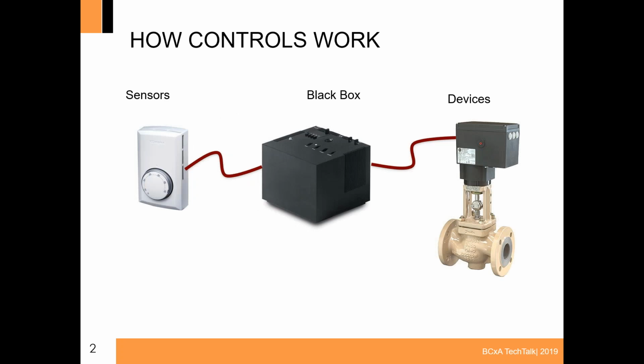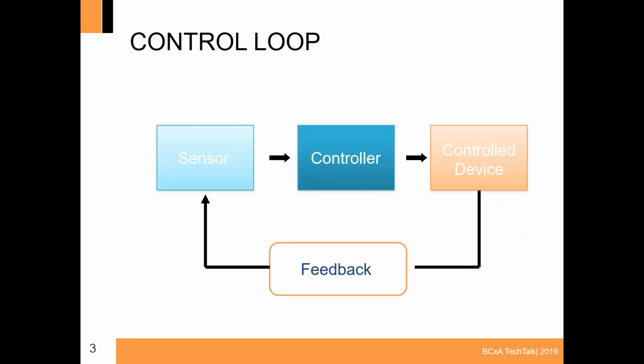How do controls work? Well, it all goes back to a control loop. There's three parts. There's the sensor, which senses a variable like temperature, pressure, or humidity. The sensor is connected to the black box. And the black box is connected to the control device, which could be a valve or a damper or a mechanical piece of equipment like a boiler, a chiller, or a pump.